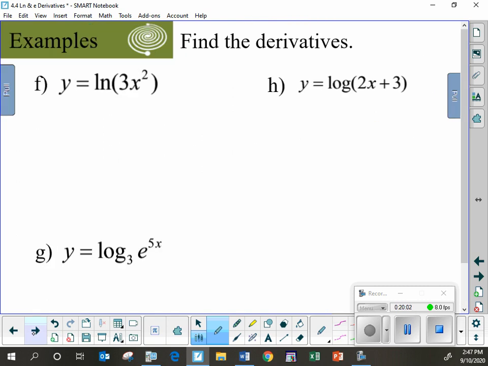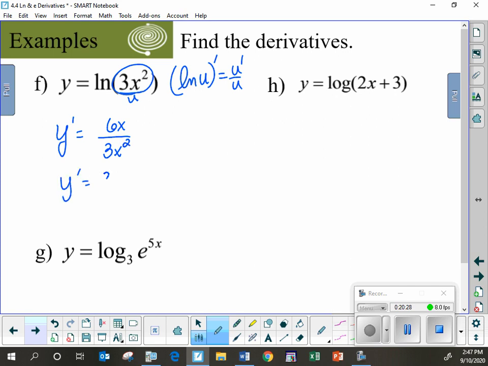All right, natural logs. What is the formula for natural log of u, and the formula meaning the derivative formula? So u prime over u. That's where we're headed. This is our u. So y prime is going to be 6x over 3x squared. Oh, we gotta, without a doubt, reduce, don't we? 6 divided by 3 is a 2. X over x squared is an x.